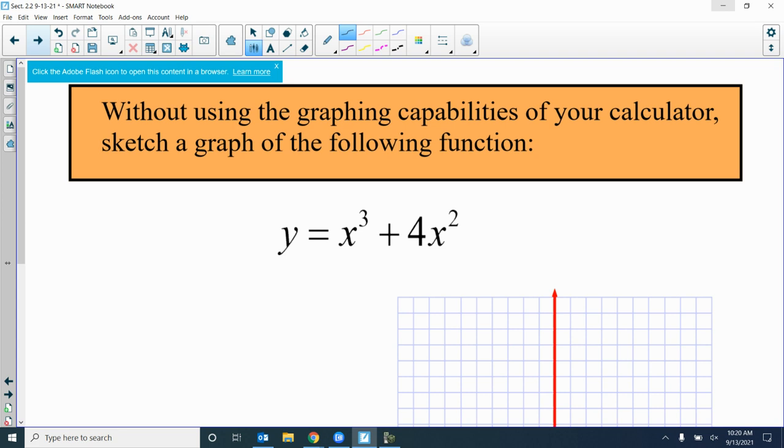All right, it says, without using the graphing capabilities of your calculator, sketch a graph of the following function. All right, y equals x cubed plus 4x squared. So we just want to do a sketch of that one. So you can't just type it in and hit graph. How in the world would we do that? Okay, how are we going to sketch that?